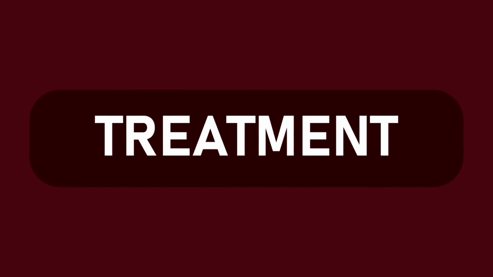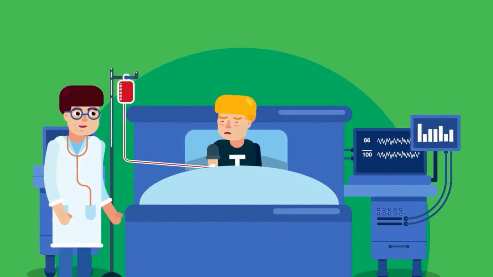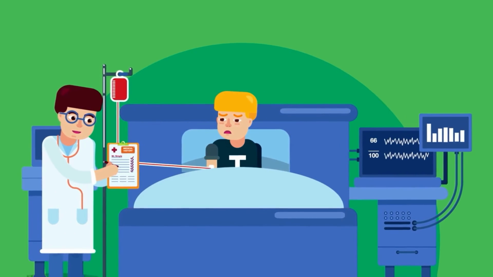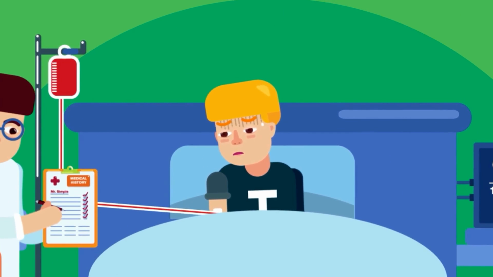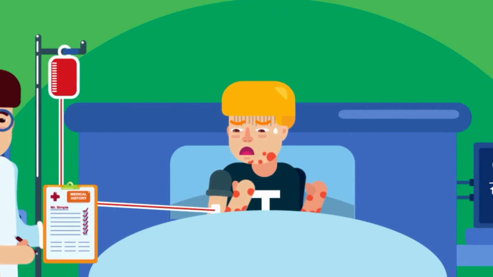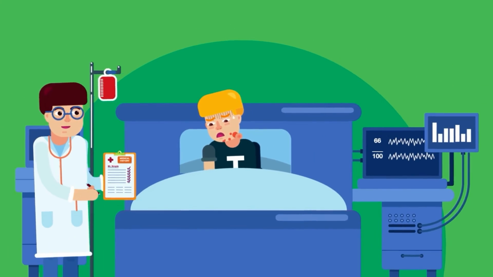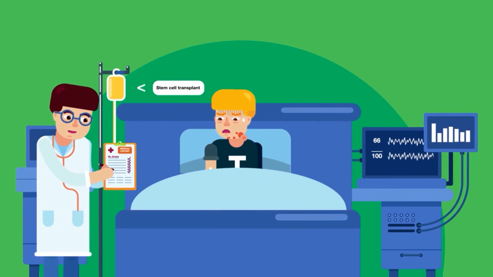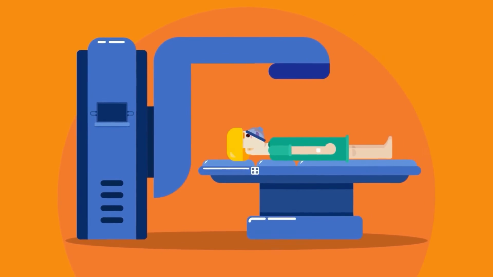Treatments. Treatment for your leukemia depends on many factors. Your doctor determines your leukemia treatment based on your age and overall health, the type of leukemia you have, and whether it has spread to other parts of your body, including the central nervous system. Common treatments used to fight leukemia include stem cell transplant, chemotherapy, and radiation therapy.